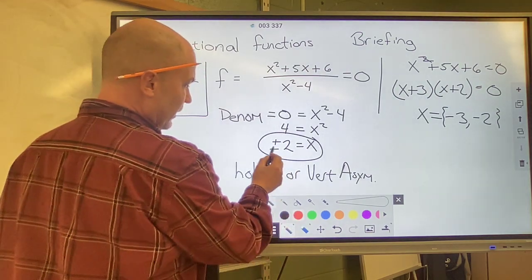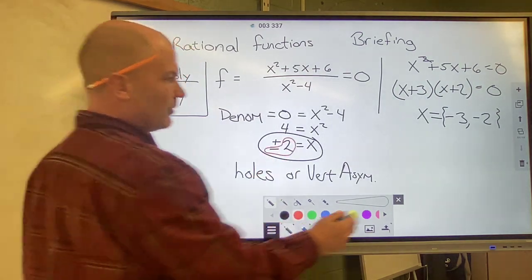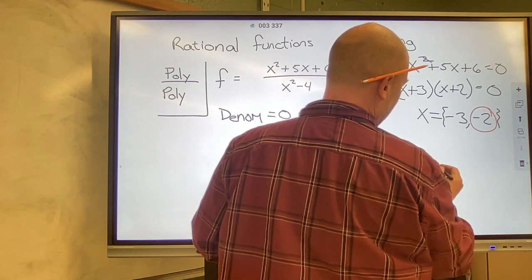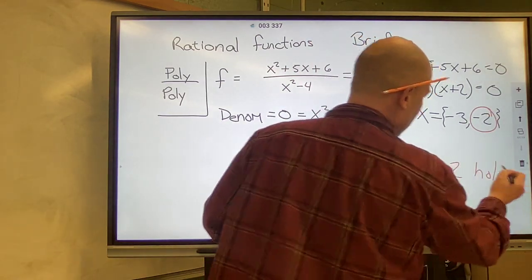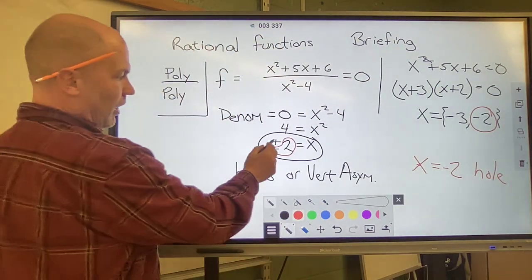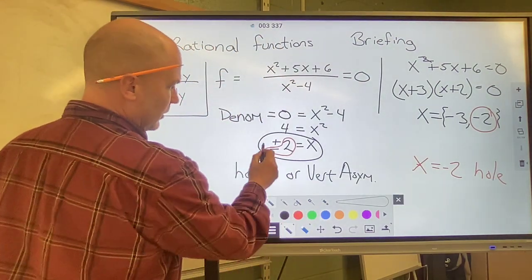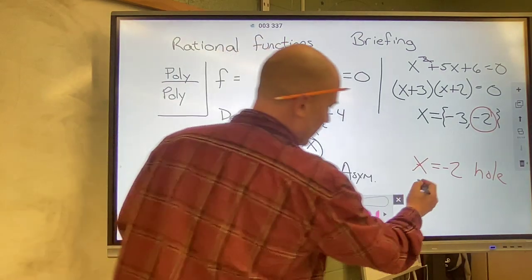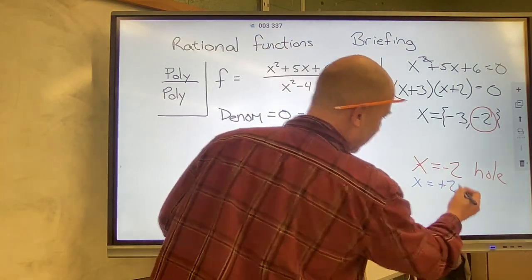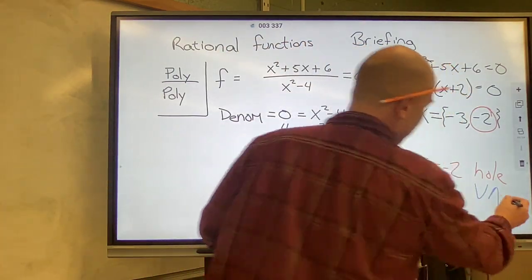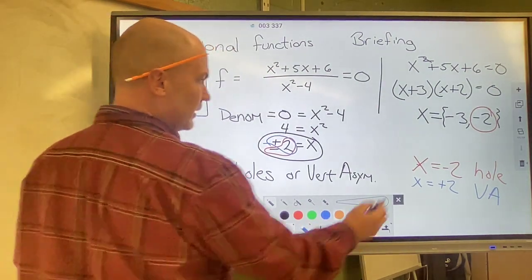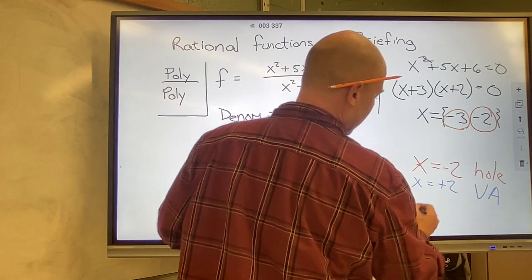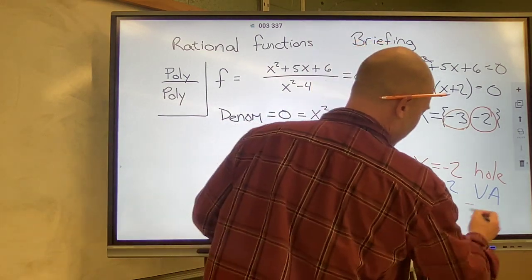What we're going to learn is that x equals negative 2 is a hole. Positive 2, x equals positive 2, is going to be a vertical asymptote, and we'll be talking about that in class. And then, lastly, x equals negative 3 is just a zero.